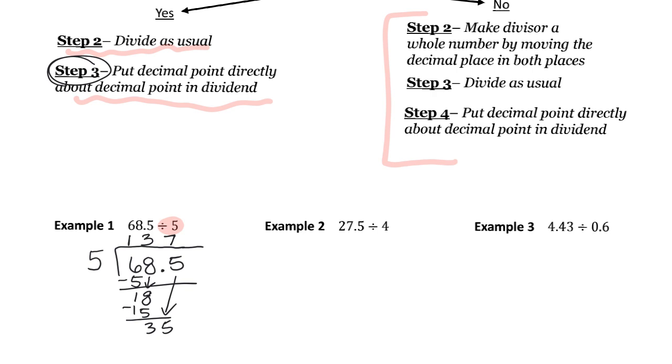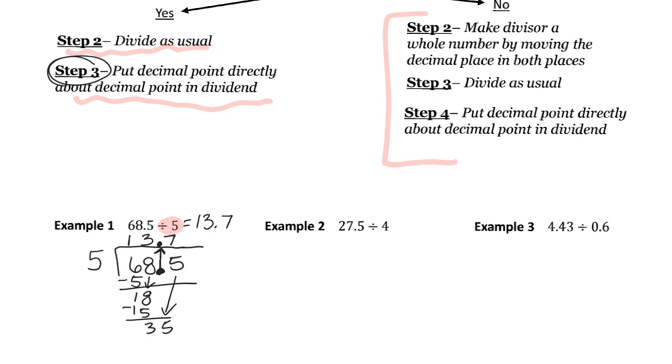Put the decimal place directly above where it is in the dividend. So if it's here in the dividend, I bring it up, and it's going to go right there. So my answer is actually 13.7. Okay, so I divide as usual. Then wherever your decimal place is in your problem, bring it directly up, and that's where it goes in the answer.